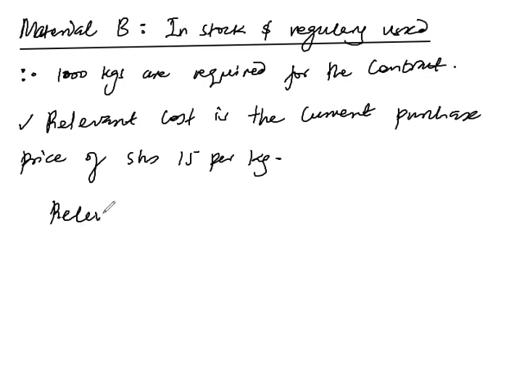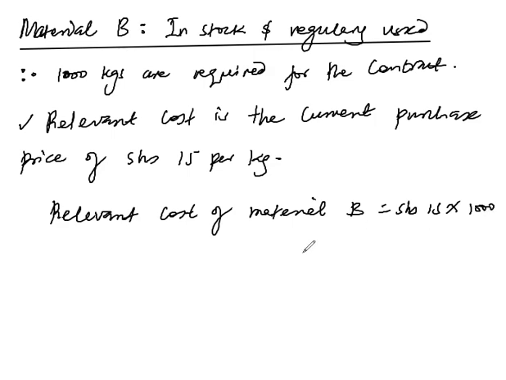Therefore, the relevant cost of material B will equal to what? Shillings 15 times the 1,000 kilograms which we need, giving us shillings 15,000 as the relevant cost for material B. So that is your relevant cost for material B.